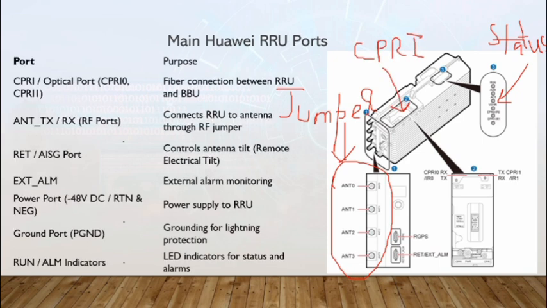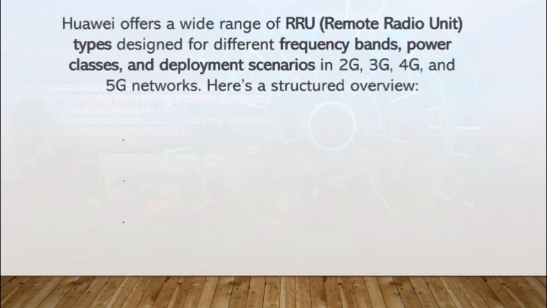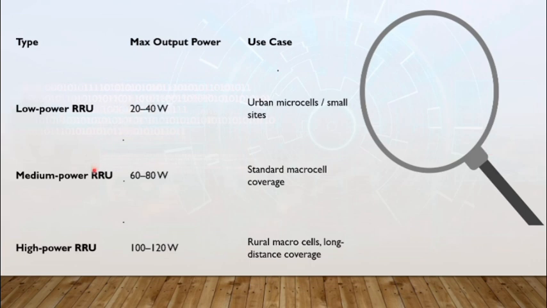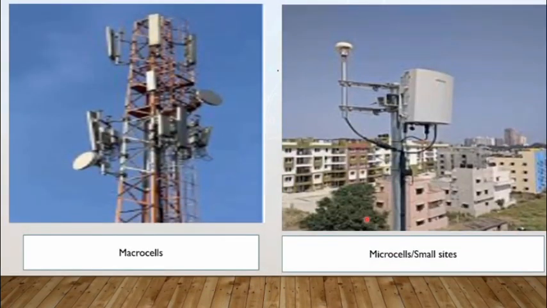These are the main ports of RRU, in which there are 4 ports. Each one is connected between the BBU and RRU, and the antenna ports are connected directly to the antenna through RF jumpers. Next we have the RET port, which is the remote electrical tilt AISG port. And we know that the back office engineer usually changes the RET values for better coverage of antennas, and there is the power supply unit related to the RRU, and the grounding port which is used for protection.